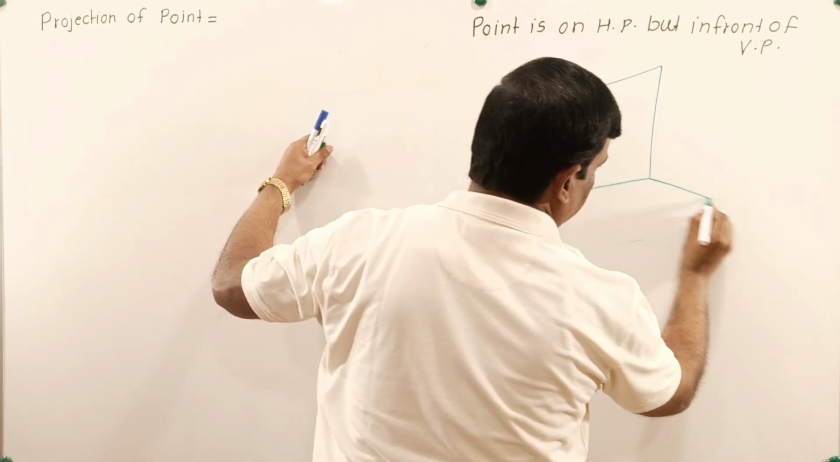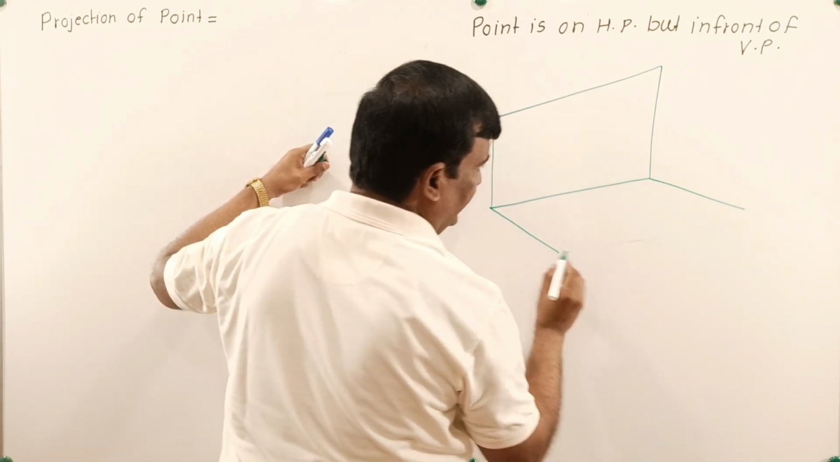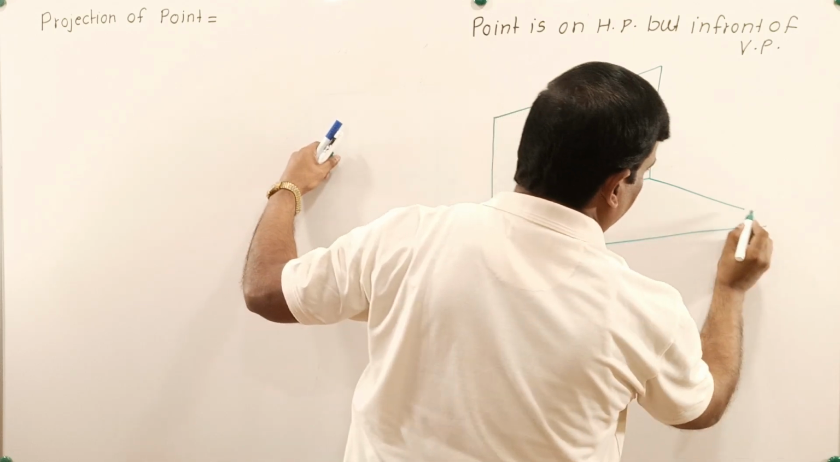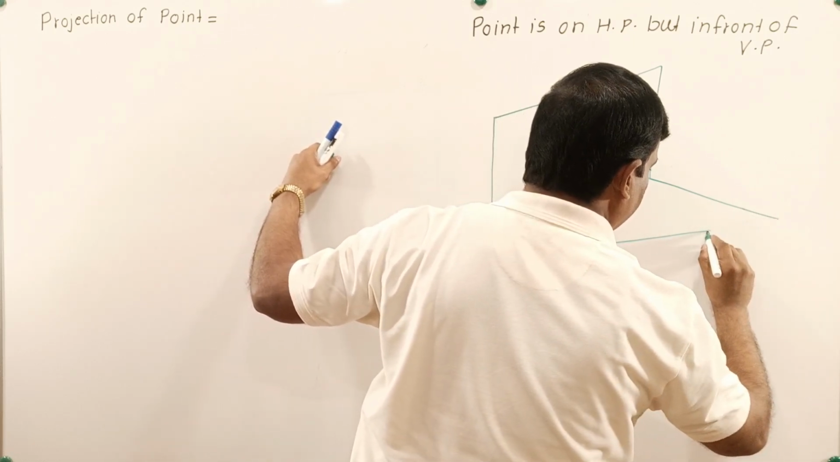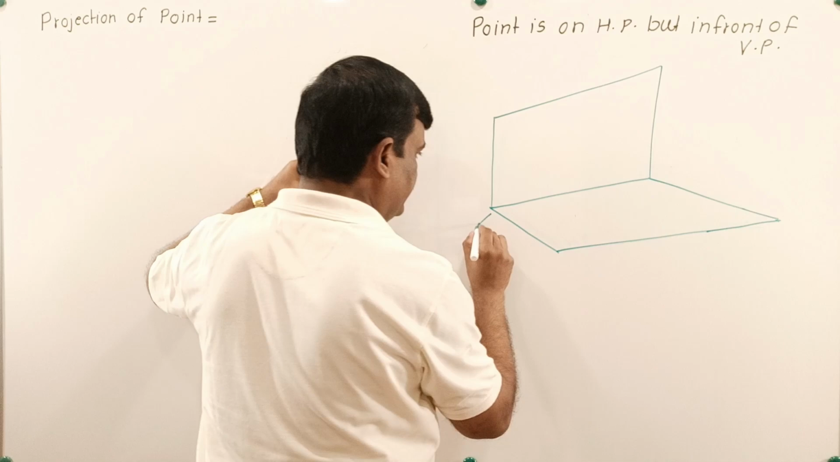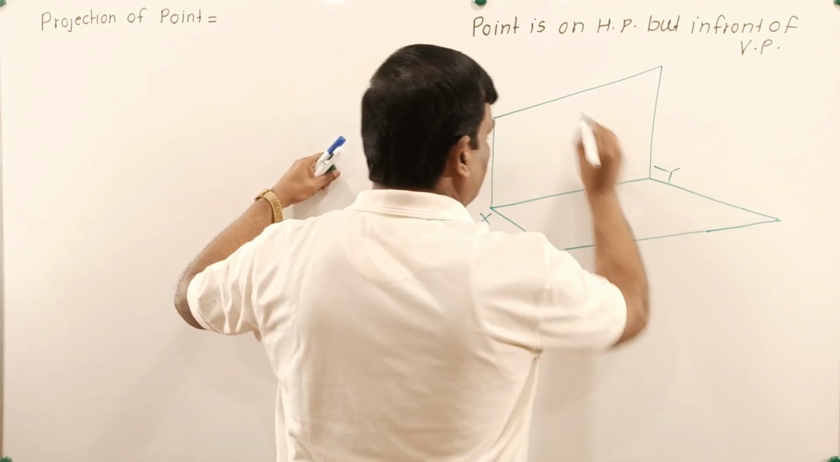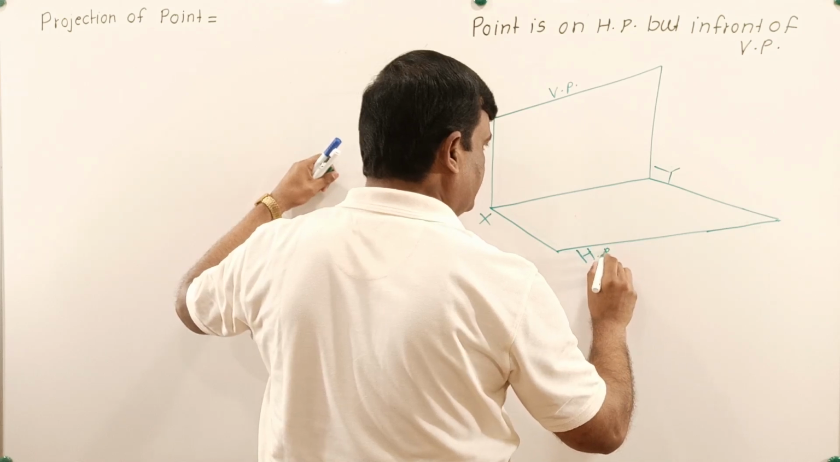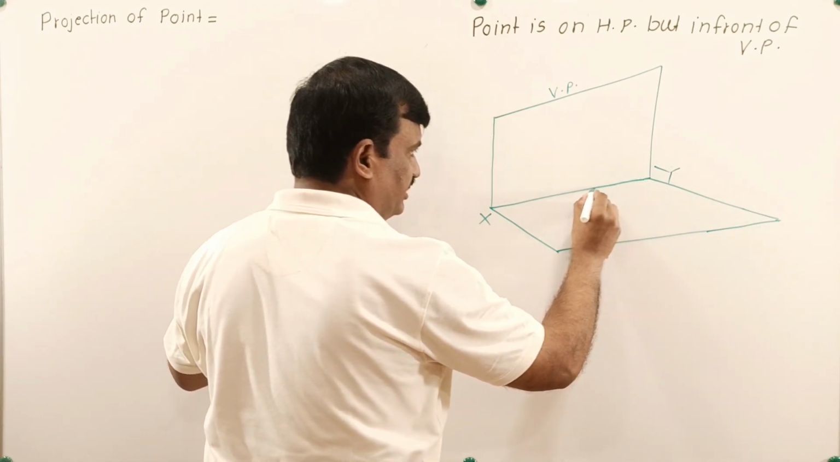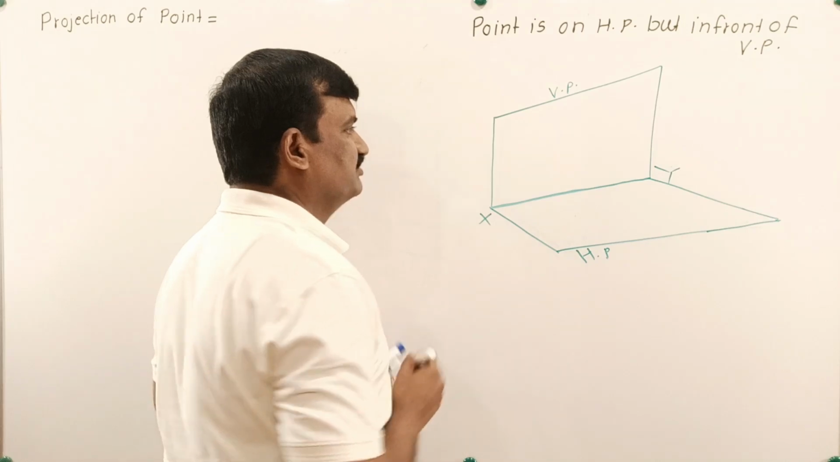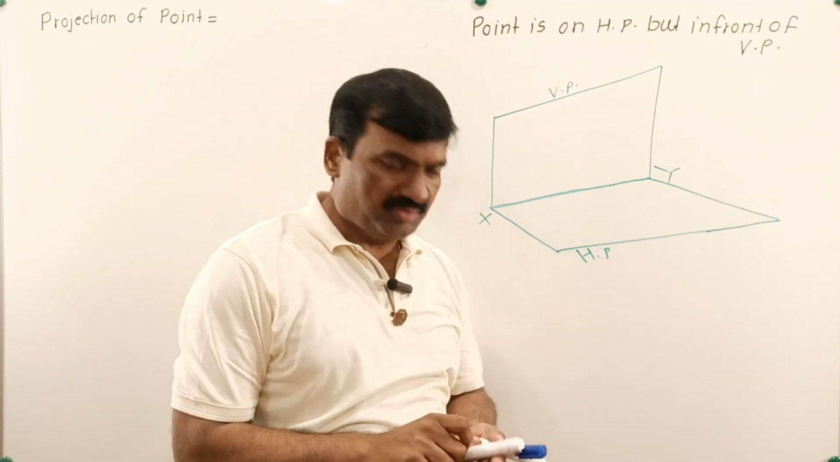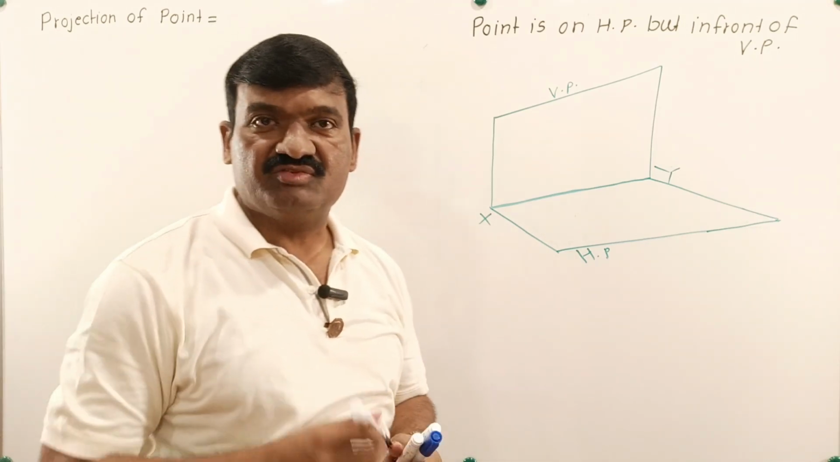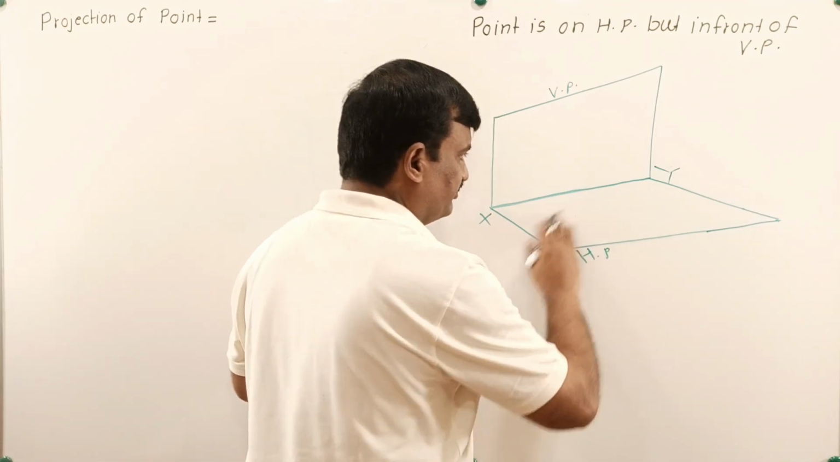Then this one is a horizontal plane, and HP and VP are separated by one line, and that line is called the XY line. This is VP, this is HP, and HP and VP are separated by one edge called the XY line. So what is the problem now? The point lies on the surface of HP. So this is the surface of HP.